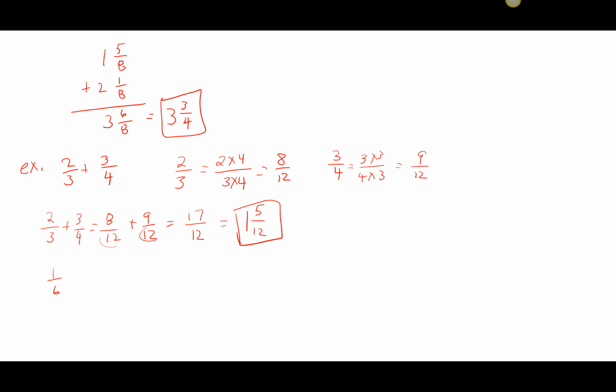What if we had 1/6 plus 5/8? Okay? So that's going to equal a number that goes into 6 and 8 would be 24. So 6 will go into 24 4 times. And 8 will go into 24 3 times. 3 times 5 is 15. So that's going to equal 19/24. And this does not have to be reduced because it's a proper fraction. So that's how you do that.